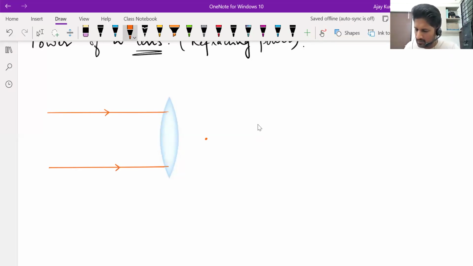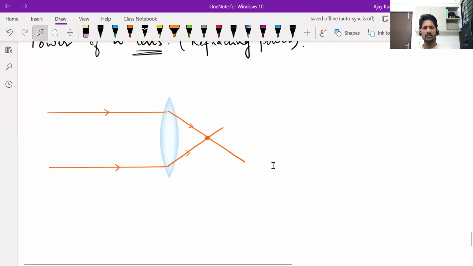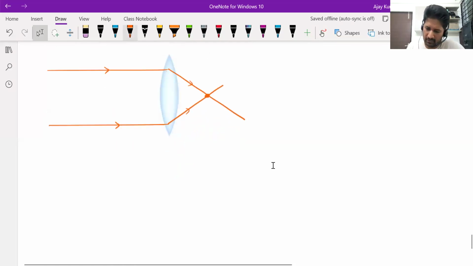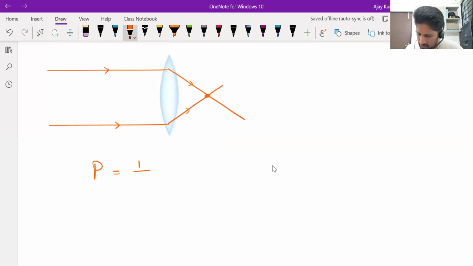So short focal length means higher amount of power. Magnitude wise, I'm not talking along with the sign. So short focal length, more power. Long focal length, less power. Long focal length means the light is not bending that much to converge at a short distance. Then that means it has less refracting power. So power and focal length are inversely proportional. By definition, they are actually inverse of each other. That's all. So power P of a lens is nothing but the inverse of its focal length, refracting power. So this is basically the ability of a lens to bend light.